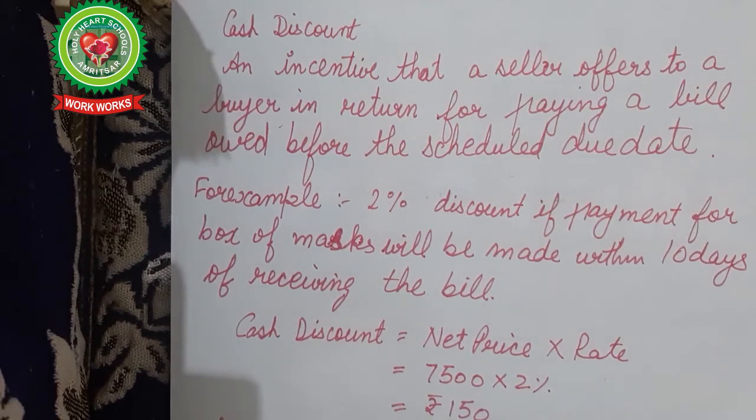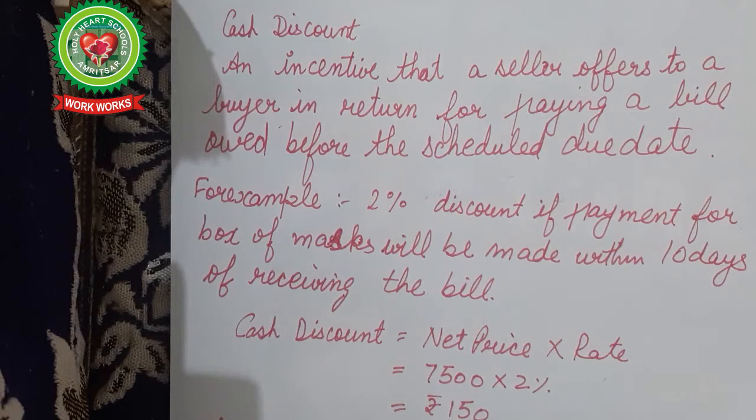So another set we have, that is cash discount. So what is cash discount? As the name suggests, when you pay cash, you have some concession and that is called cash discount. An incentive that a seller offers to a buyer in return for paying a bill. If I clear my bill, I am paying in cash and I am having some incentive in return. But instantly, on the spot, or before the due date of the bill.